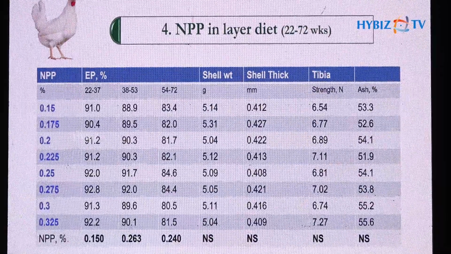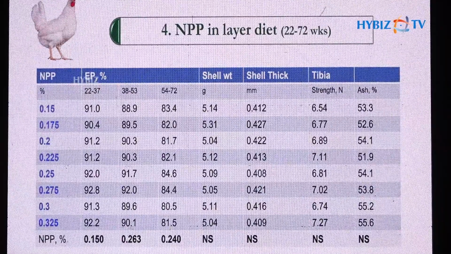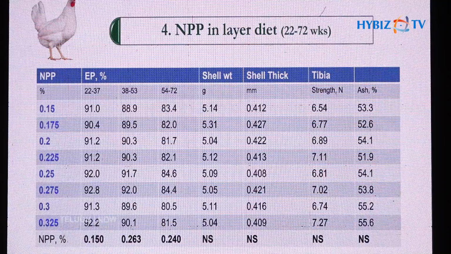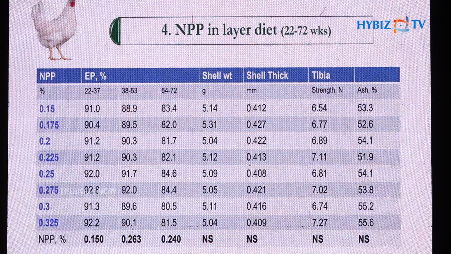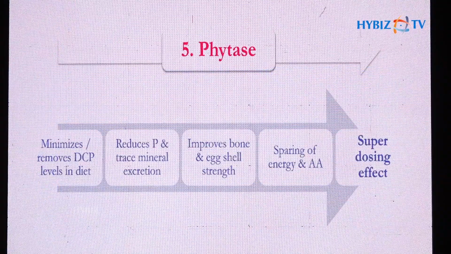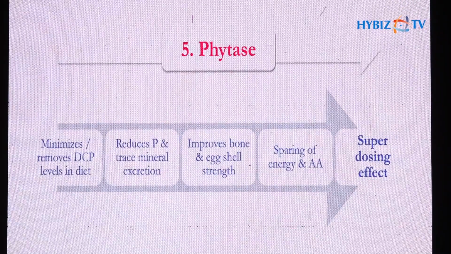That means even without any negative effect on egg production, shell quality, or even bone health, bone breakage, even cage layer fatigue, we could see no symptoms by using lower levels of energy, protein, and phosphorus in the diet.